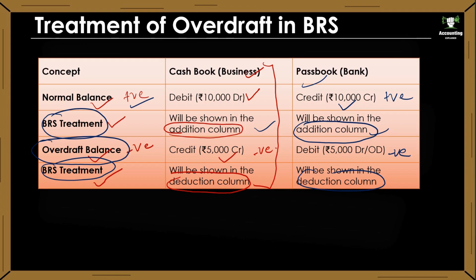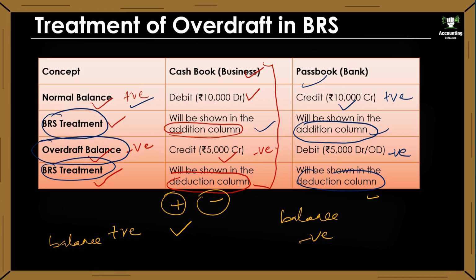So from this what we can infer is if the balance given is positive, irrespective of cash book or passbook, it will be shown under the additions column. We open two columns in the BRS, right? One is additions and deductions. So if the balance is positive, then it will be shown under the additions column. If the balance given is negative, irrespective of the cash book or passbook, then it will be shown in the deductions column. You remember this.